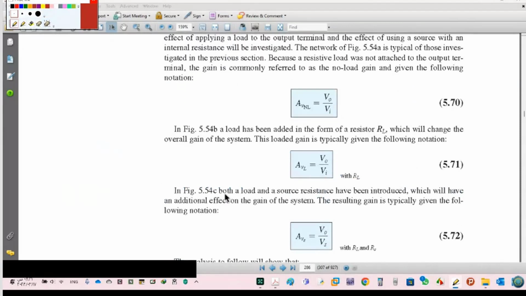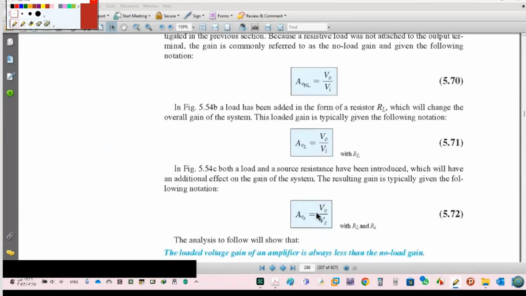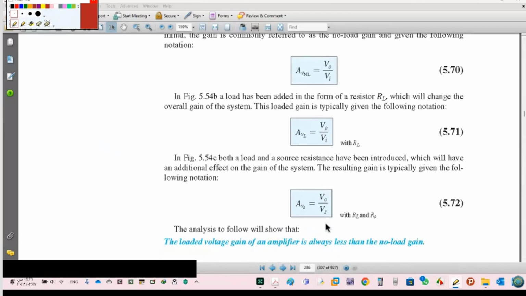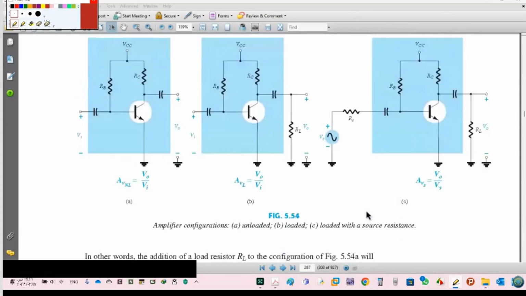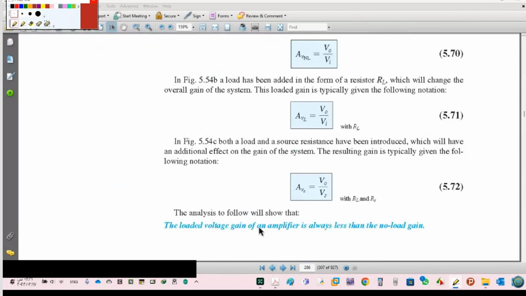Start from this. AV no load is VO over VI. AV load is VO over VI with RL. AVS is VO over VS with RL and RS. Usually, we can consider that the load gain of the amplifier is always lower than the no load gain.